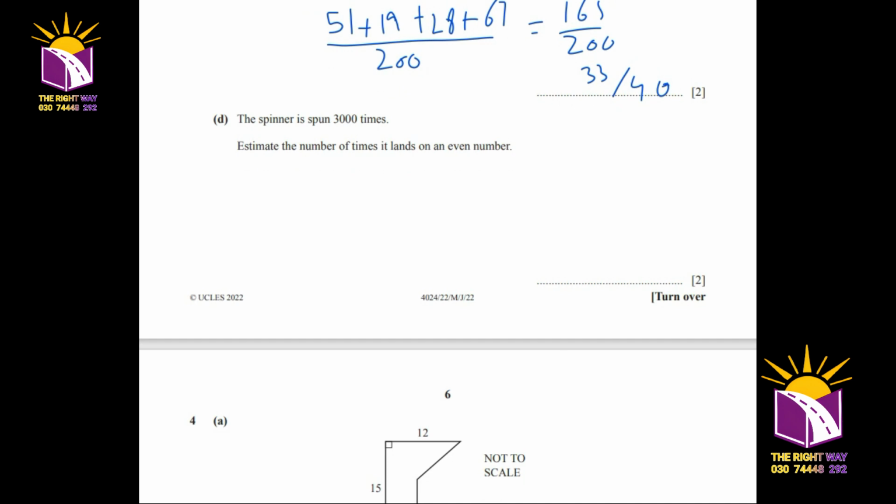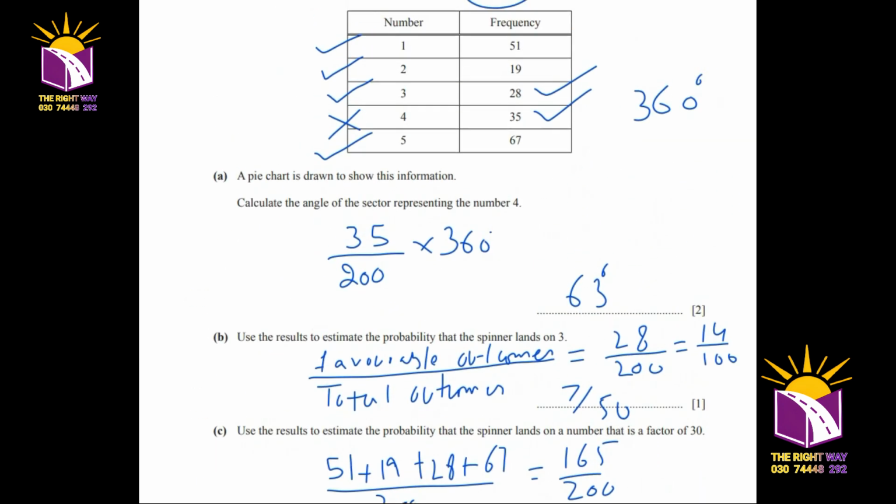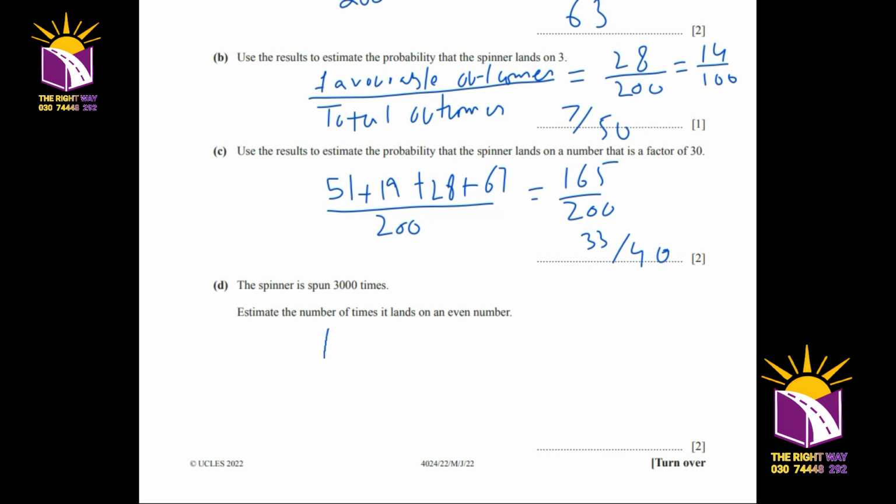The spinner is spun 300 times. Estimate the number of times it lands on an even number. Now, even numbers are 2 and 4, and their frequencies are 19 and 35. So 19 plus 35 divided by 200. I am calculating the probability of the even number.